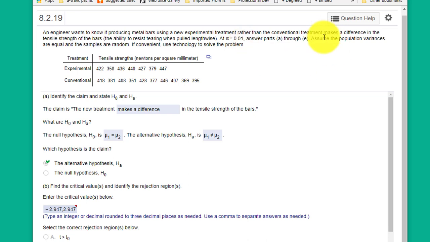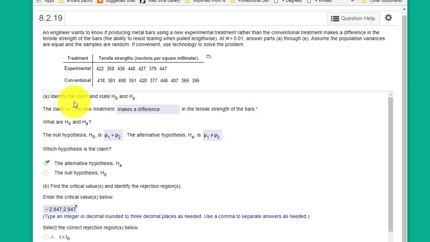They tell us the population variances are equal and the samples are random. And they hit us with, if convenient, use technology to solve the problem. And that's what we're going to do. But first, let's answer as many of these questions as we can.